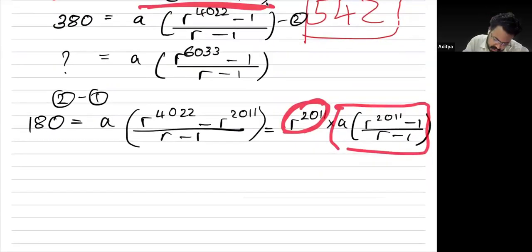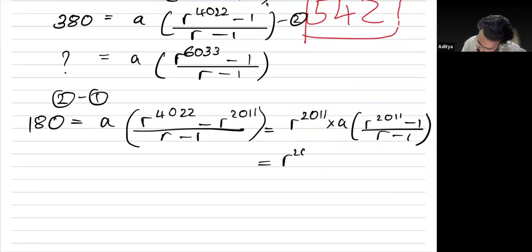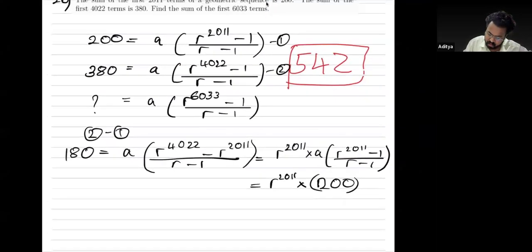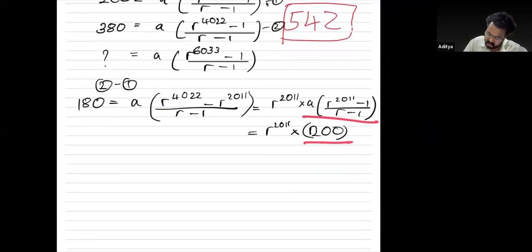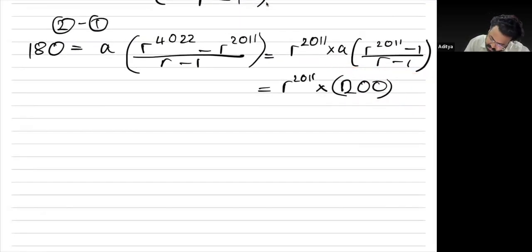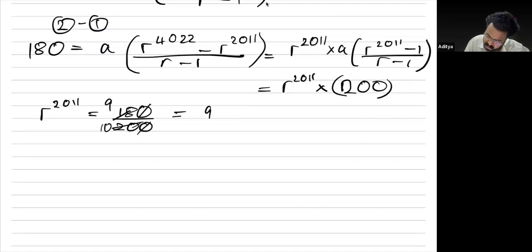So from here, I can write that this is r to the power 2011 times 200, because this quantity is 200 from the first line of the question. The sum of the first 2011 terms is 200. That I will replace with 200. And this gives me r to the power 2011 equal to 180 upon 200, which if you calculate is 9 upon 10, about 90%.